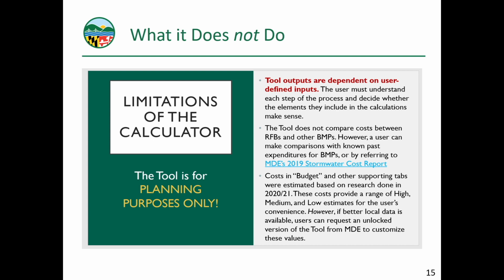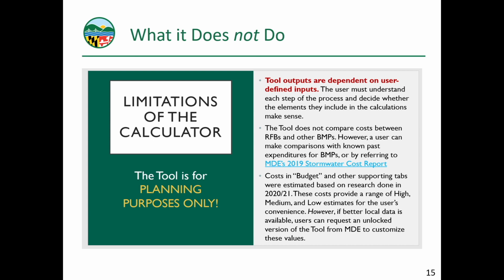Ffit does not compare costs between riparian forest buffers and other BMPs. However, communities may have their own local cost information from BMPs they've implemented. If not, they can refer to MDE's 2019 Stormwater Cost Report that we have linked to in the PDF. Using this information, a community can make comparisons that will help them inform decisions.